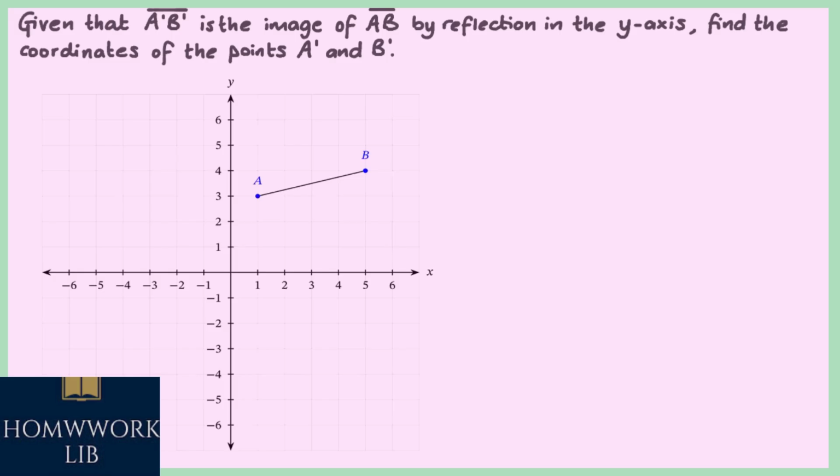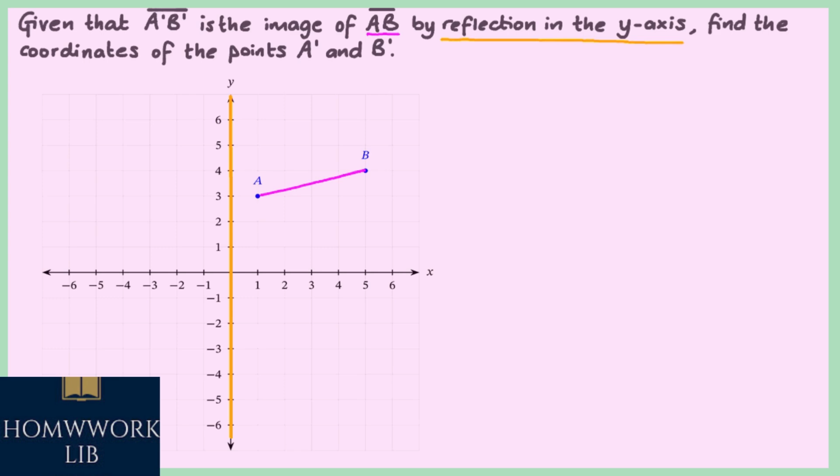Given that line segment A'B' is the image of line segment AB by reflection in the y-axis, find the coordinates of the points A' and B'. On the graph, we can see that we have the line segment AB. We are told that this line segment will be reflected in the y-axis to create the line segment A'B', which will be the image of the original line segment.